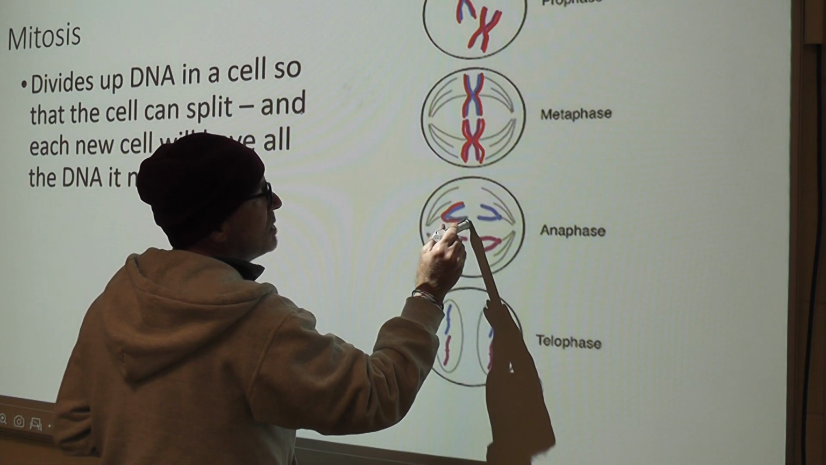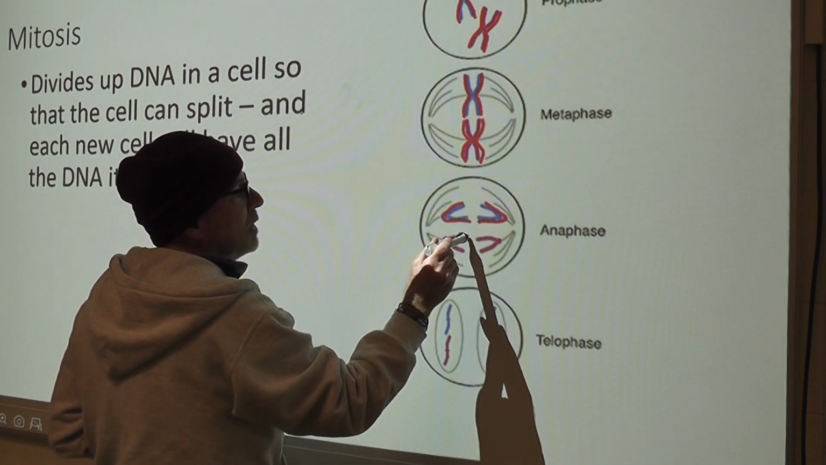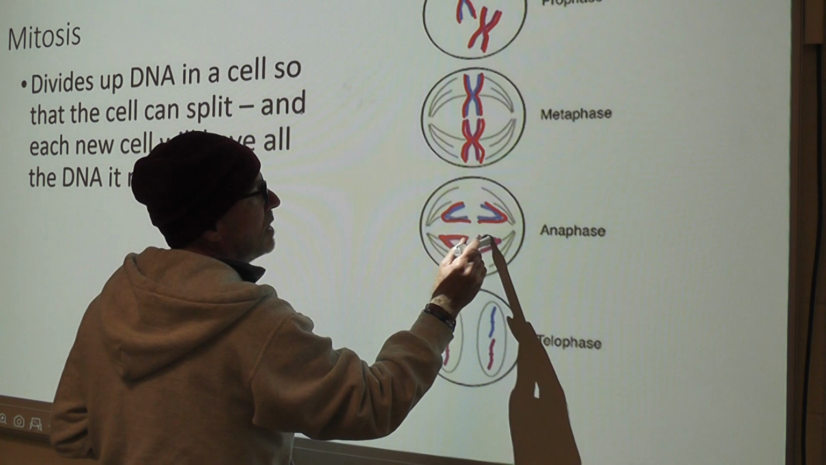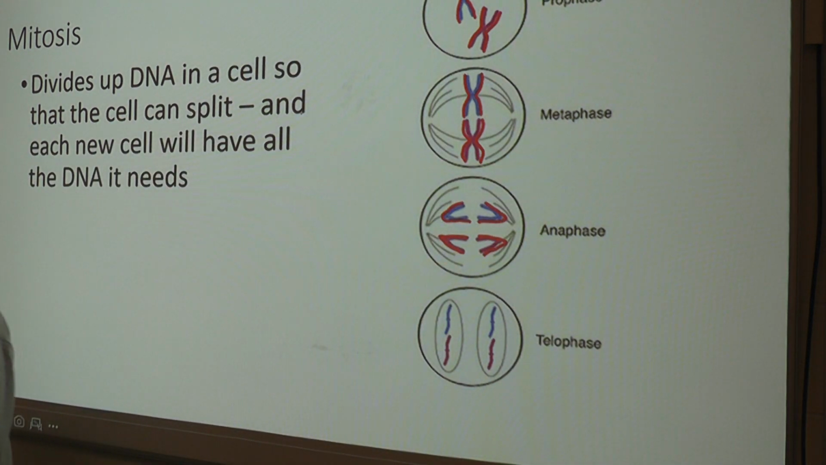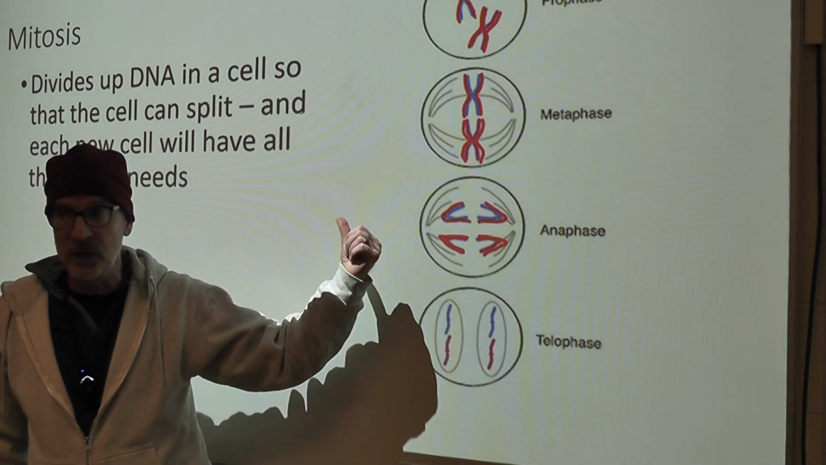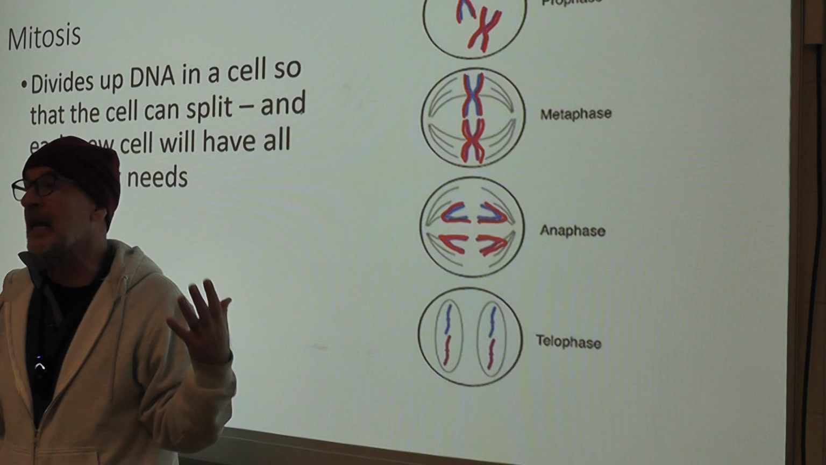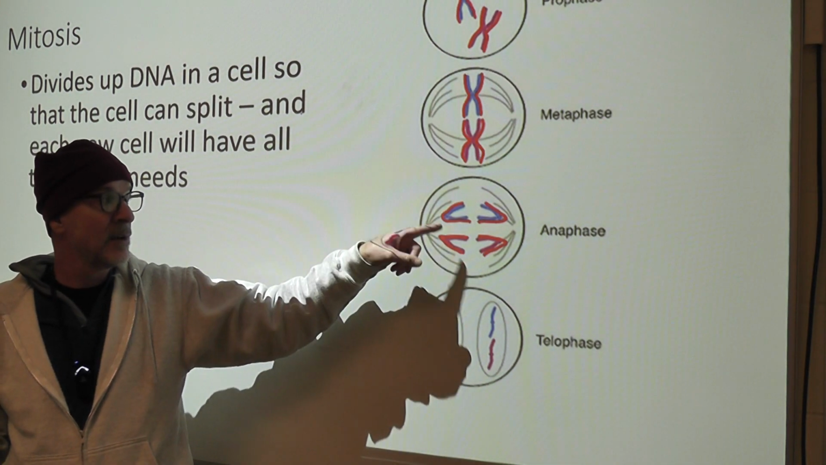So here's one sister chromatid, here's another one. For this blue chromosome, here's one sister chromatid, here's another one for this red chromosome. And the fact that they look like little V's here, and the V is pointing toward the side, is not meaningful. It's not like this is fundamentally different.